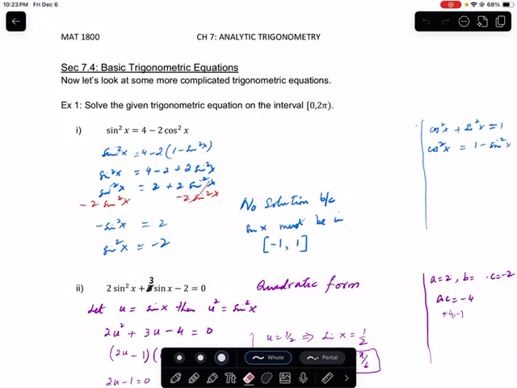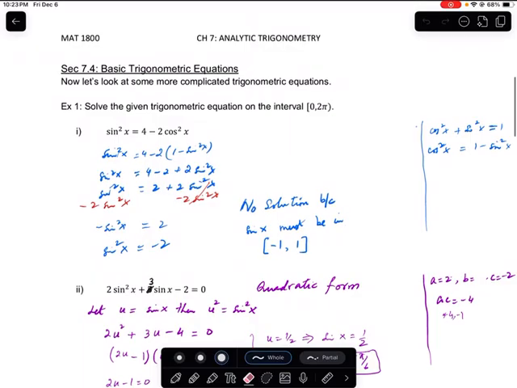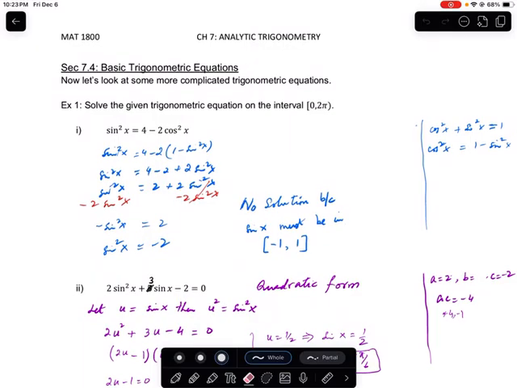Okay, we continue with 7.4. So in the first video, you must have seen that we solved some trig equations. They were mostly the basic trig equations, and then slightly complicated, but now here are even more complicated. So the first example says sine square x is equal to 4 minus 2 cosine square x.